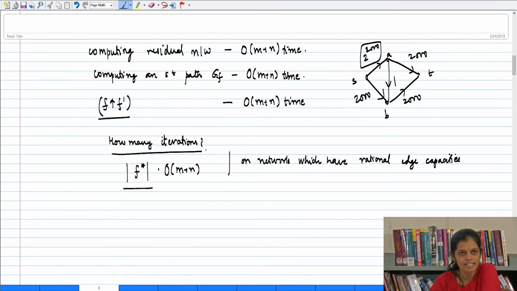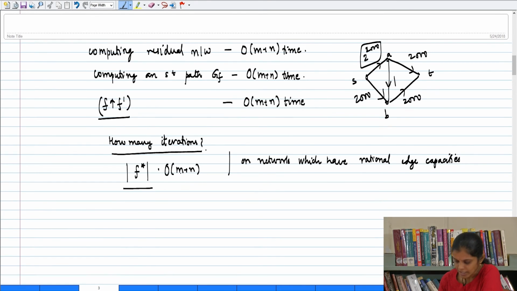But as we have already seen, this value of f star may not actually be a good number. Good meaning it may be a very large number. It is good for the flow network, you can send a large amount of flow, but in terms of the running time of our algorithm, it is not an efficient algorithm, right?